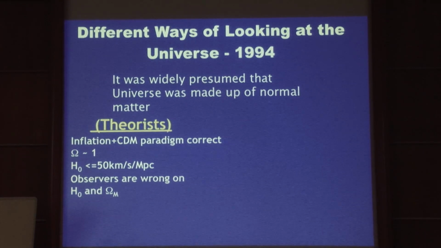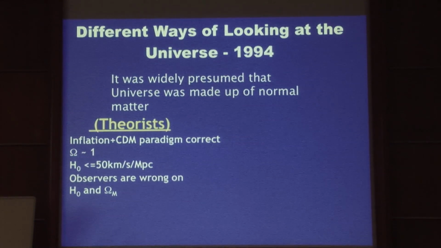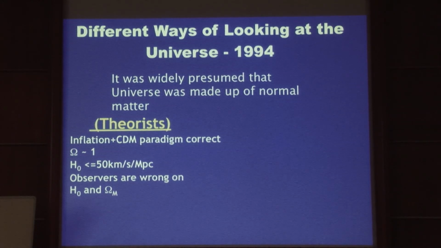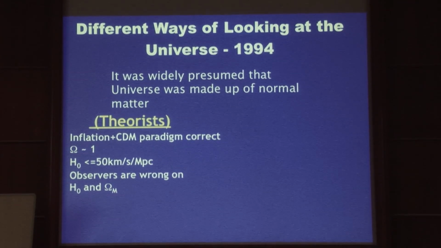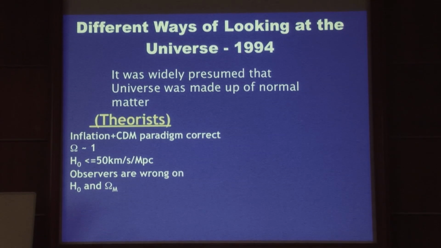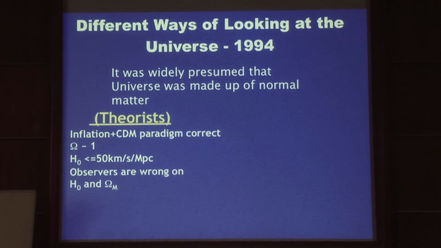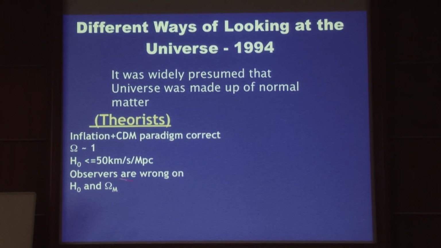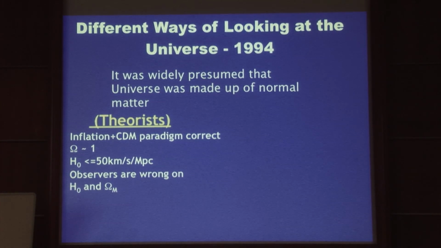Now there are ways to get around that, but they're, I would say, not very nice, and so it's a very generic prediction that omega would be 1. Now we knew that the universe was about 13 billion years old in 1994, give or take a few billion years, and in order to make a universe that has omega equal 1 in normal matter, it turns out, because it expands as t to the 2/3, that the age of the universe is 2/3 of the Hubble time. And so you really needed a Hubble constant below 50 kilometers per second per megaparsec.